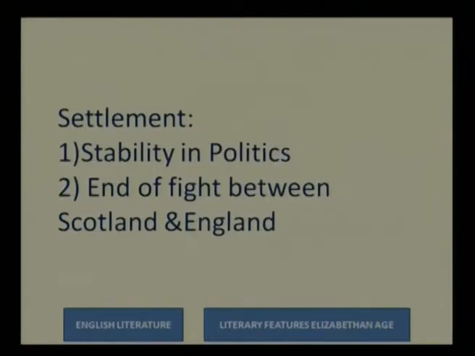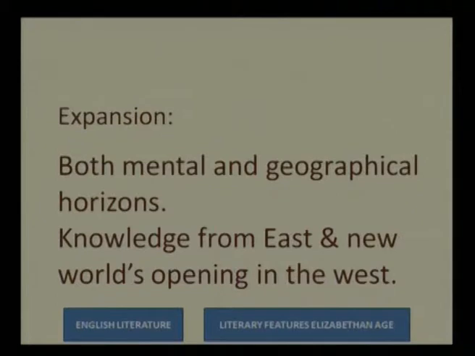The first one, settlement. With the reign of Queen Elizabeth, as you can see, there was stability in politics, and the major fight between Scotland and England came to an end. Therefore, there was peace and stability. These two things were very ideal for the growth of literature.